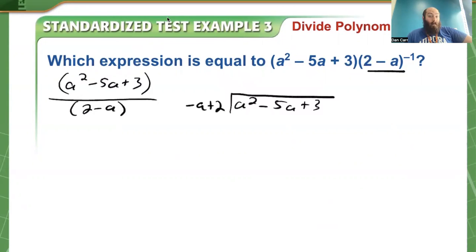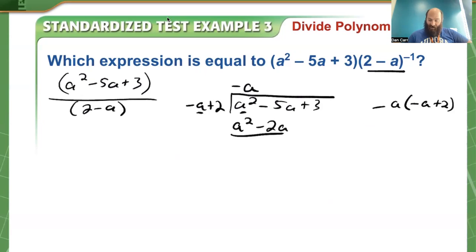Instead of 2 minus a, I'm going to leave it as negative a plus 2. Okay, that's going to be better to do here because I'm comparing a to a squared. So what do I have to multiply negative a by to get to a squared? We'll multiply by a negative a. So again, I distribute that out. I'm going to be taking negative a times negative a plus 2. That'll give me a positive a squared and a negative 2a. Subtract these. I've got negative here and a positive here. So that way that cancels out.